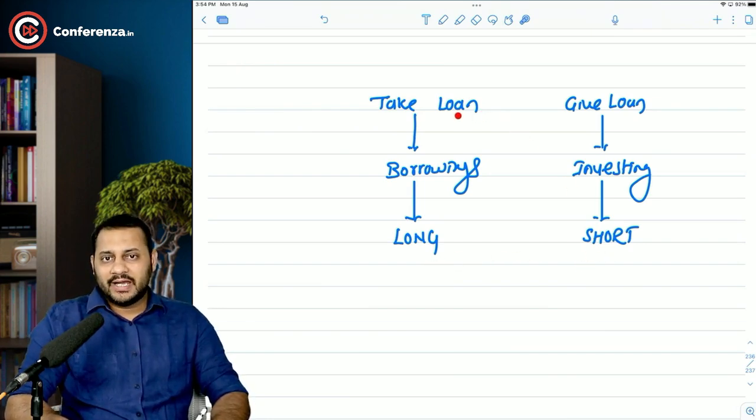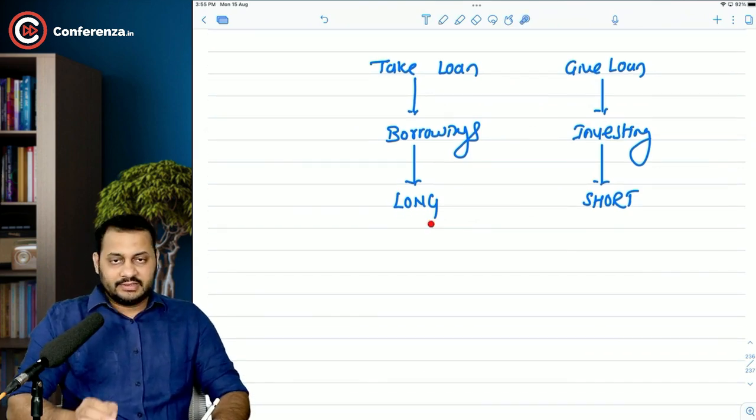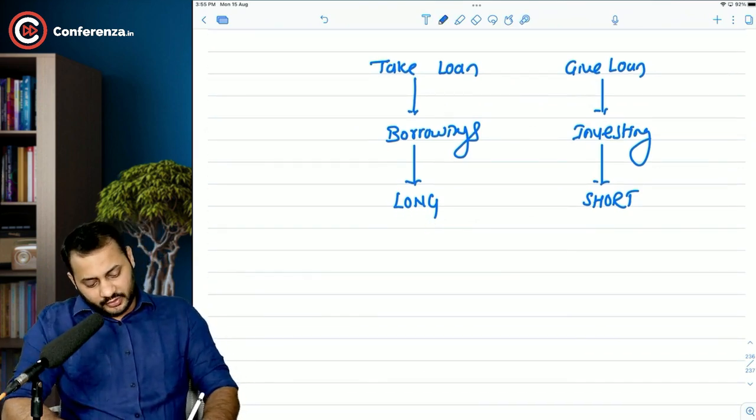So if you are buying the loan, you are into borrowings. If you are selling the loan, understand, if you are selling the loan, you are into investing. Okay. Now tell me one thing. In this case, you will be called a borrower, right?